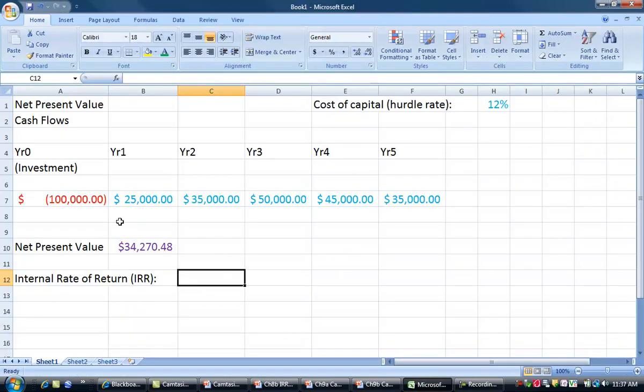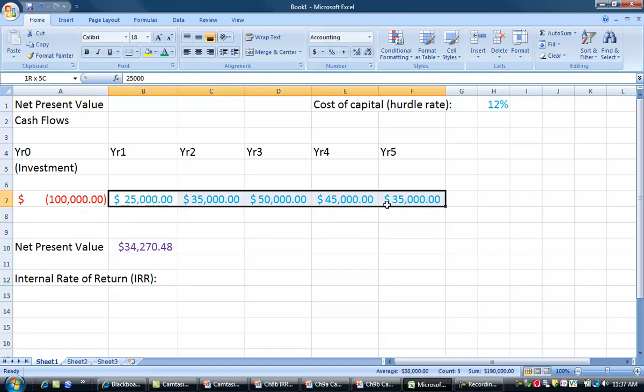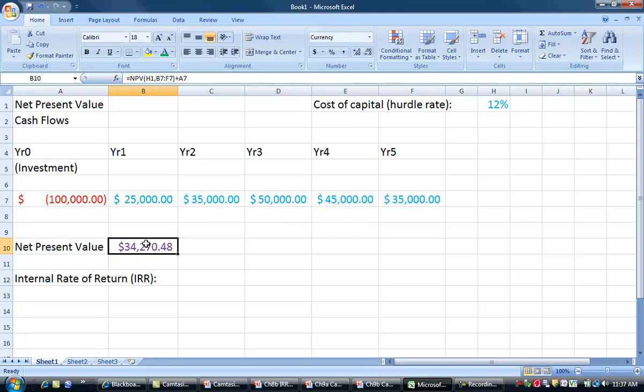This problem has cash flows for an investment of $100,000, and then we see the cash flows that are returned in years 1 through 5. You'll notice that we've previously calculated a net present value and that the company is targeting a 12% cost of capital, in other words, hoping that this project has at least a 12% return. Although it is not necessary to calculate NPV prior to doing internal rate of return, since it's already here, let's take a look at it.